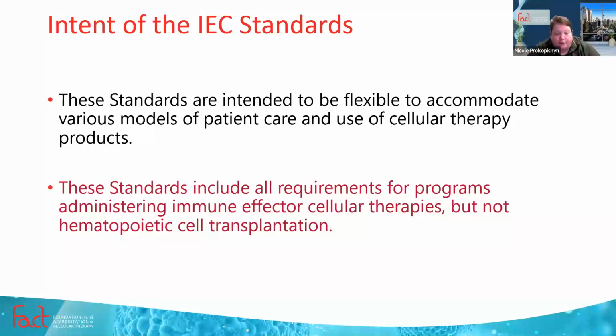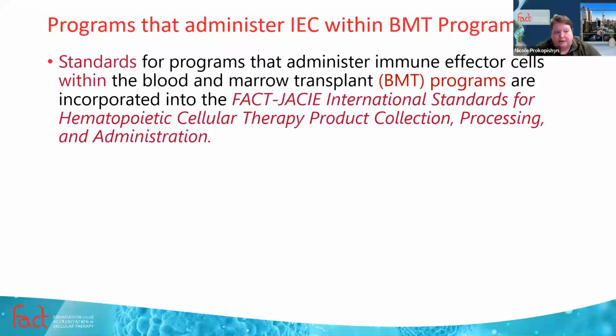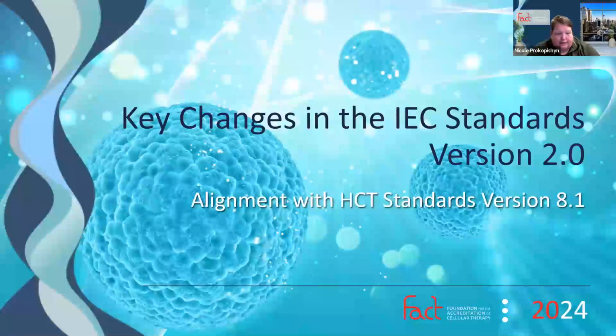So these standards include all the requirements for programs administering immune effector cell therapies, but not hematopoietic cell transplant. So these are essentially what we can refer to often as standalone programs. For programs that administer IECs within BMT programs, the standards for those programs and the administration of the IECs within a blood and marrow transplant program are incorporated into the FACT-JC International Standards for Hematopoietic Cellular Therapy Product Collection, Processing, and Administration, which is version 8.1 currently. So feel free to look at that as well on the website.